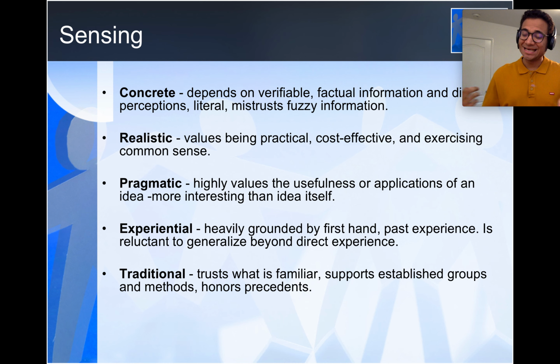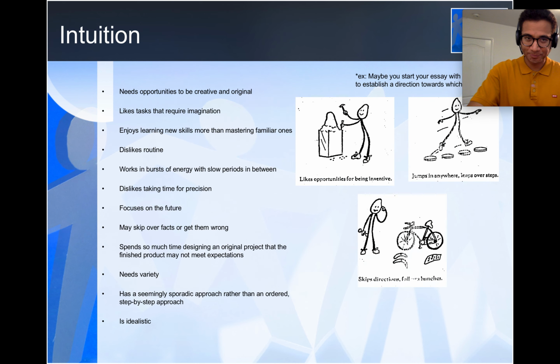So if you'll recall, S sensing is interested in what the five senses tell them at the present moment, right? Experiential. Traditional, trusts what is familiar, supports established groups and methods, honors precedents. So here's the N, guys.